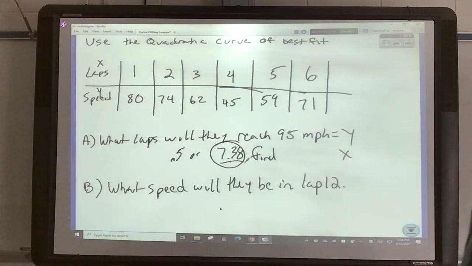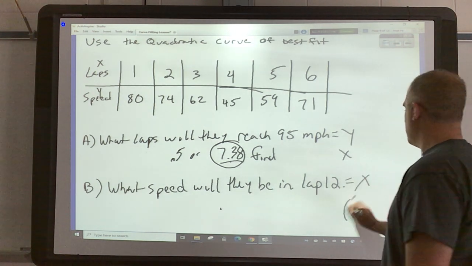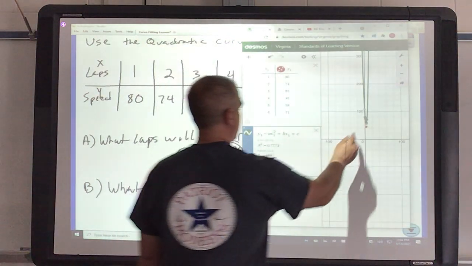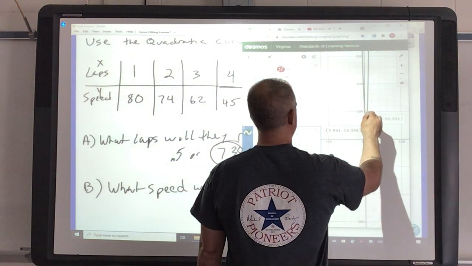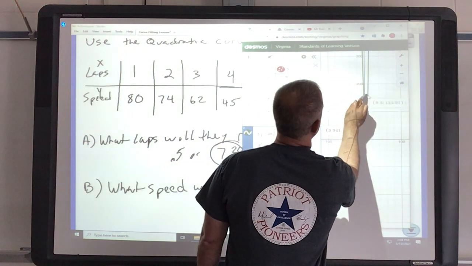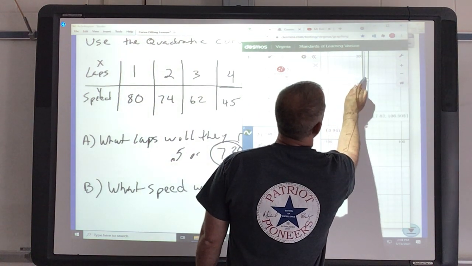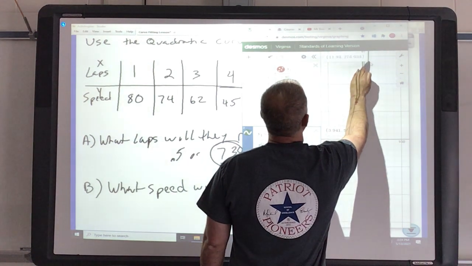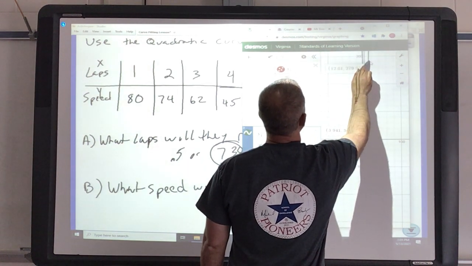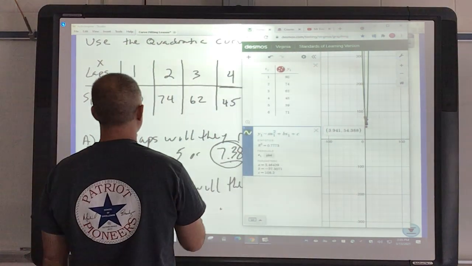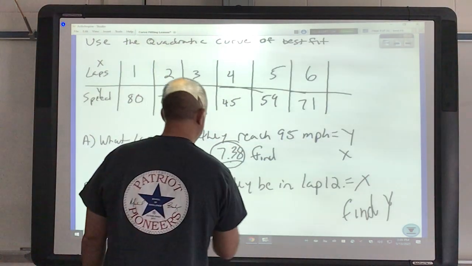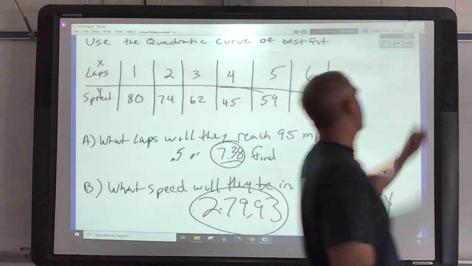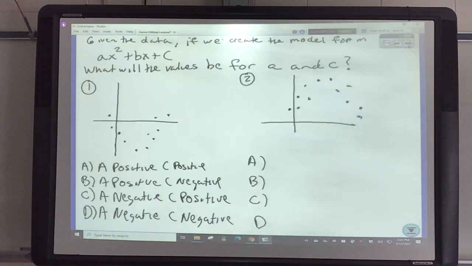What speed will they be at lap 12? They gave X, so we've got to find Y. So lap 12, where is it for X? 12 is X, scroll, all right, 279.93. It's a little extreme, but these are just made up problems. All right, now let's go into the last thing.